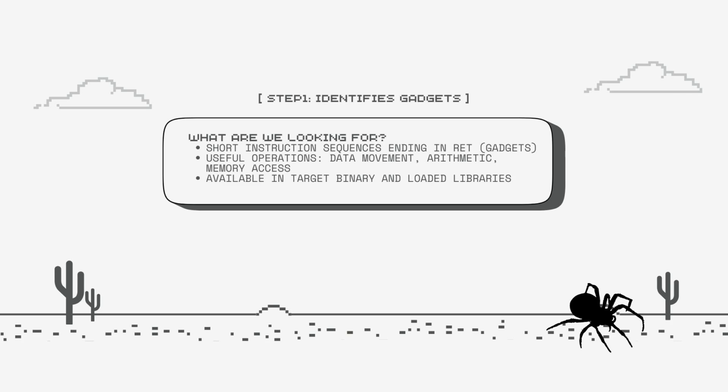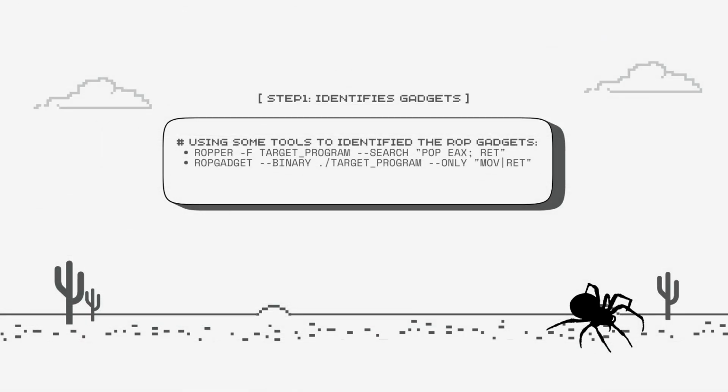These gadgets are available throughout the target binary and any loaded libraries. On Windows, this includes system DLLs like kernel32.dll or ntdll.dll. On Linux, this includes libc and other shared libraries. A typical program might have tens of thousands of potential gadgets to work with.